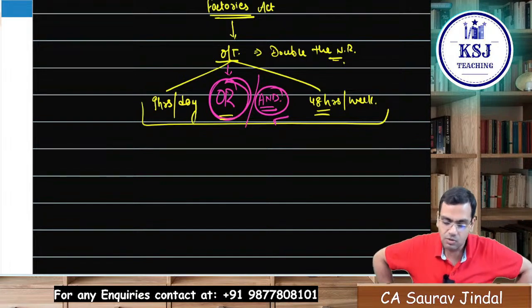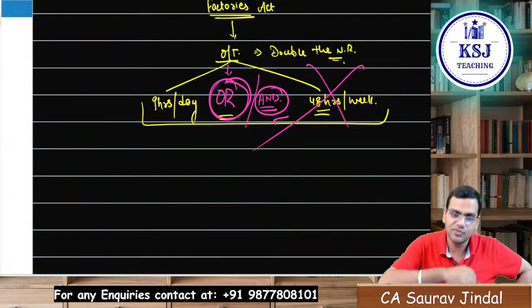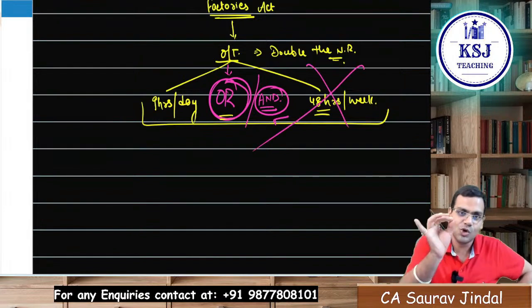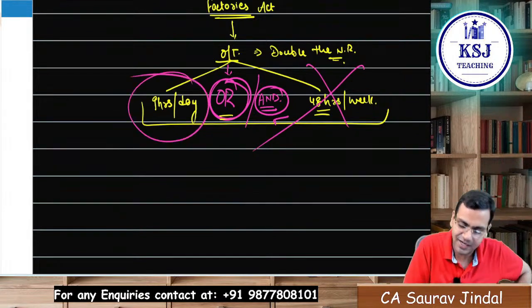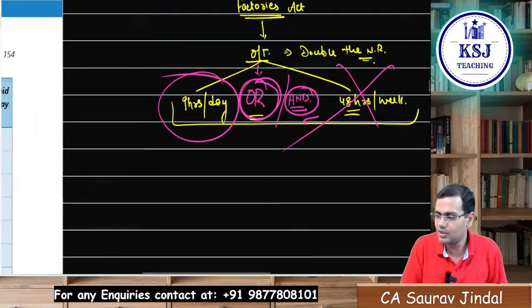Now the third scenario, which is now there in the module. The third scenario is they deleted this 48 hours. They say solve the question by just considering one condition, 9 hours per day. Come to illustration number 4 now.